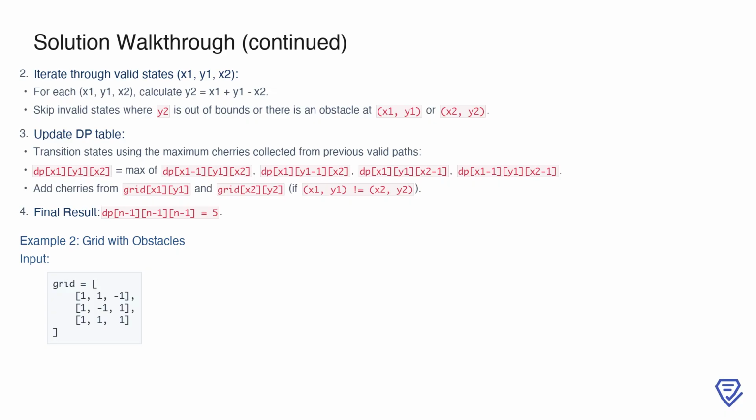If the two positions are the same, we only add the cherries once. By carefully updating dp through valid transitions, we ensure that we account for the maximum cherries that can be collected up to that state. For this example, the final result in dp[n-1][n-1][n-1] is 5, representing the maximum cherries collected with no obstacles in the grid.